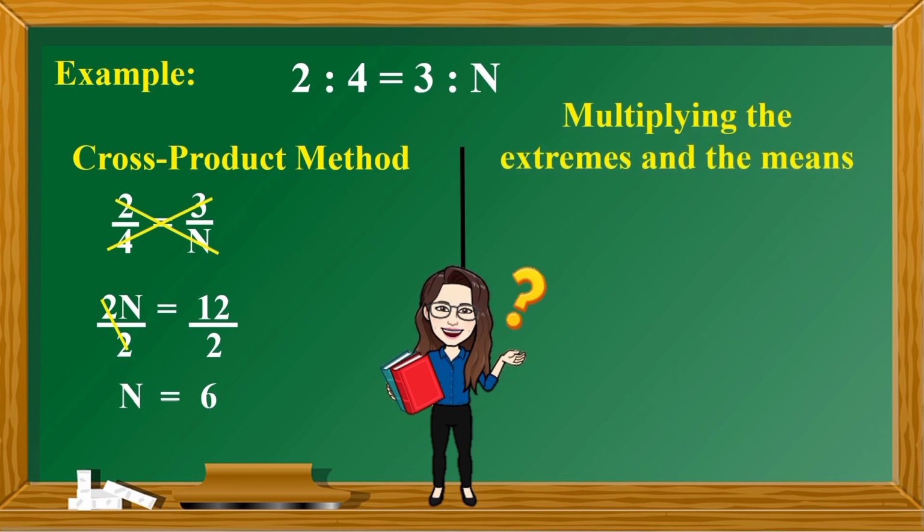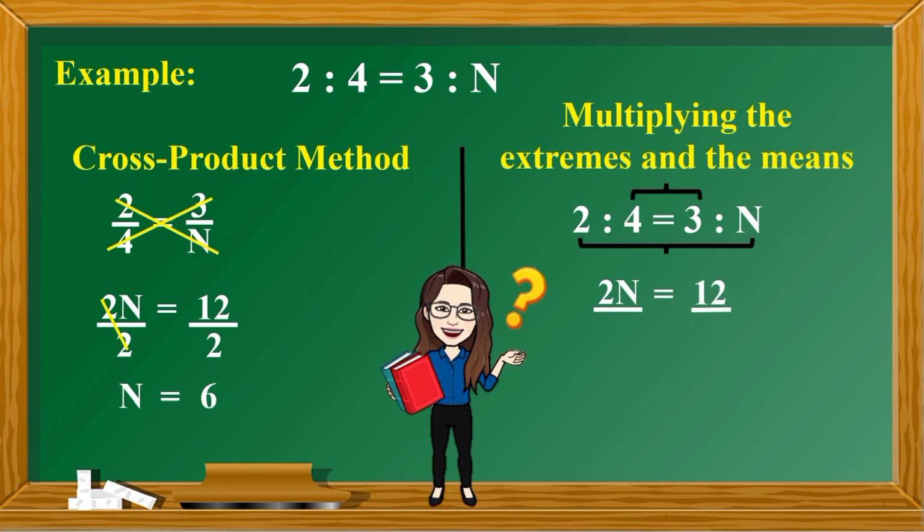Let's see if we get the same answer if we use the method 2. Let's multiply the extremes and the means. 2 times n equals 2n. 4 times 3 equals 12. Then, divide both sides by its numerical coefficient, which is 2. We get then 2n divided by 2 equals n. 12 divided by 2 equals 6. So, either way or method we use, we will get the same answer.